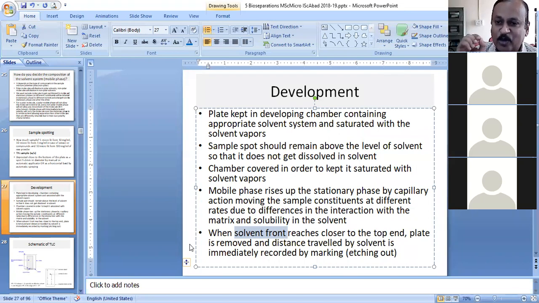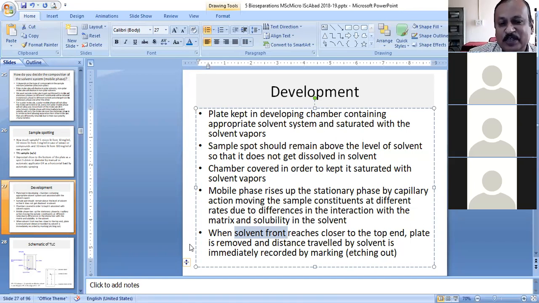In paper chromatography we have seen that with a pencil we can mark it. So here also, if it is a ready-made plate, then it is quite possible to mark the plate with a pencil. But if it is a plate that you have made manually, then you cannot mark it with a pencil. In that case, with a blade or with a needle, you can scrape out a small line to mark the solvent front.